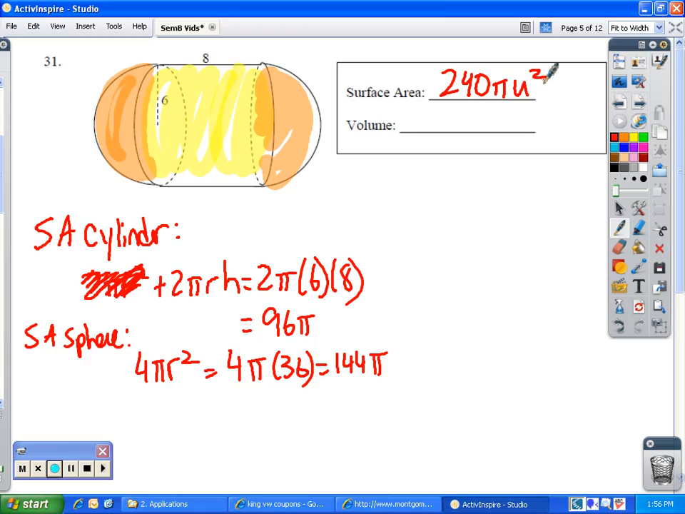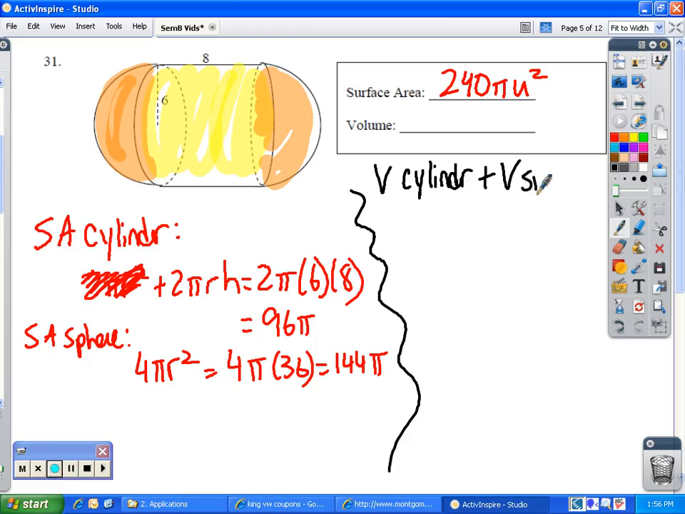All right, let's talk about volume. The volume is going to be simple as well. It's going to be the volume of the cylinder plus the volume of the sphere added together. So the volume of the cylinder, we've already done that in that last problem, is pi r squared h. So that's the area of the base times the height. Plus the volume of the sphere is a little different. It's 4/3 pi r cubed.